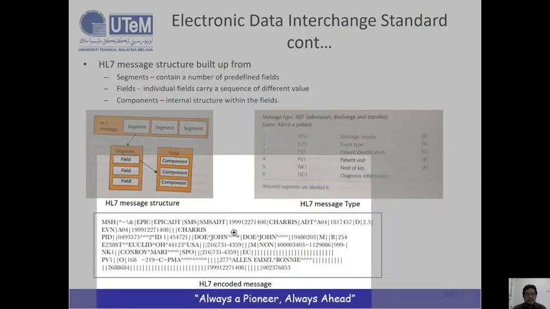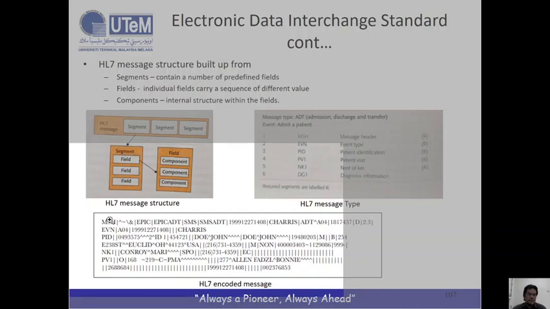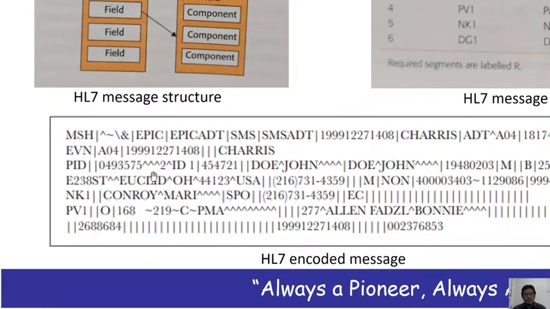This is what the data of an HL7 encoded message looks like. They start with the message header, then EVN, PID, NK1, PV1. So see, this is the delimiter. You will see that this is different data from different data. This is called a field. When a field has no data, they just have a separator only.